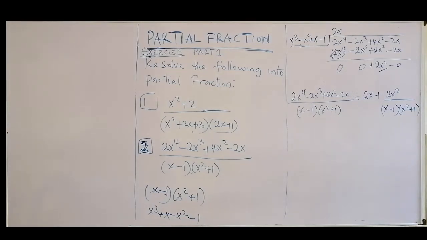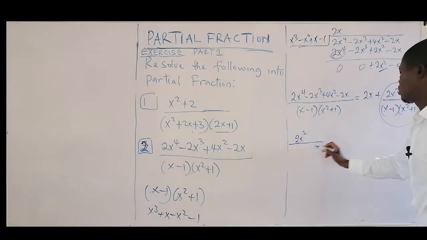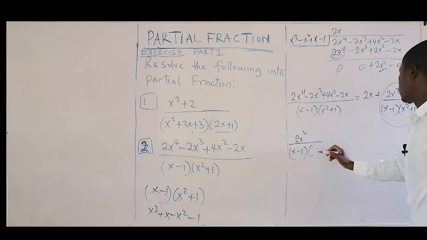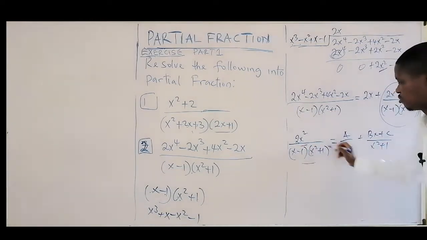So in this case now, what can we do? We're going to resolve the partial fraction. So we take that one, 2x^2 over (x minus 1) into (x^2 plus 1). And this will be equal to, this is a linear factor, that will be A over x minus 1. This one is a quadratic expression, which you cannot factorize, so that will be (Bx plus C) all over x^2 plus 1. So with that now, we use this to multiply through the equation.